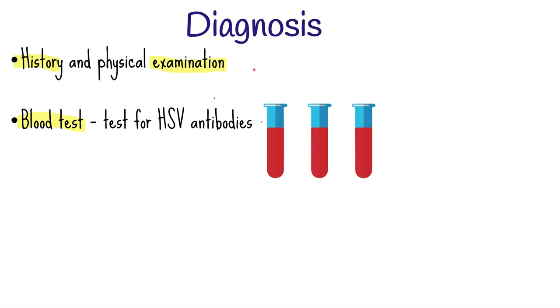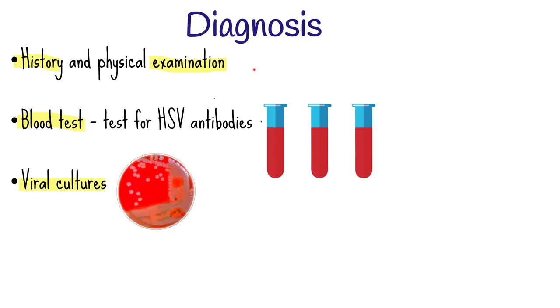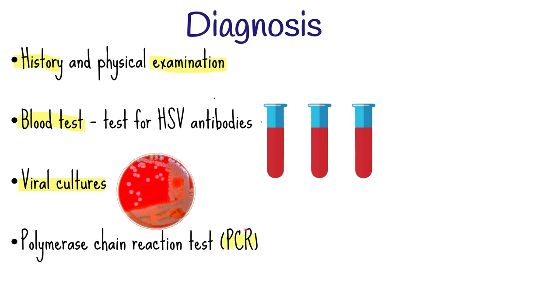The diagnosis of genital herpes is based on proper history, physical examination, and the results of laboratory tests. Blood sample can be taken and examined for the presence of HSV antibodies in order to detect a previous herpes infection. A tissue sample or scrapings of the lesions can be collected for viral culture. And polymerase chain reaction test can also be done.